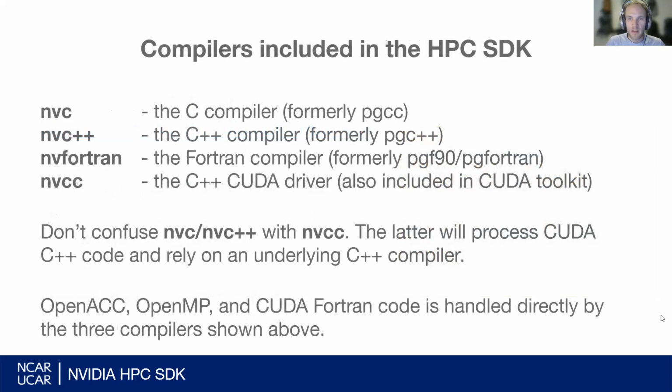So a bit about the compilers included in the HPC SDK. There are three main compilers: the C, C++, and the Fortran compiler. Notably, these are inherited from the former release of the PGI compilers. So NVC, the C compiler, was formerly PGCC. NVC++ was PGC++, and NVFortran was PGF90 or PGFortran.